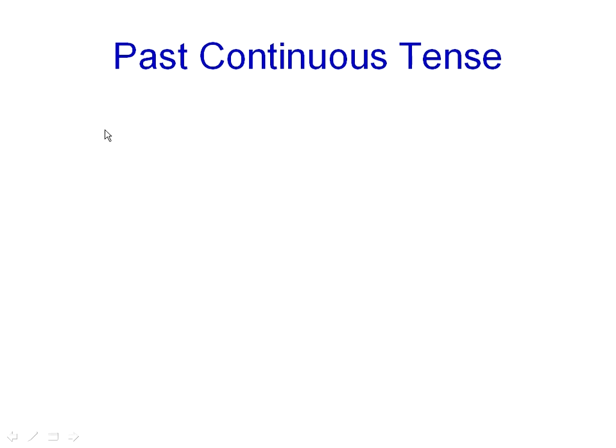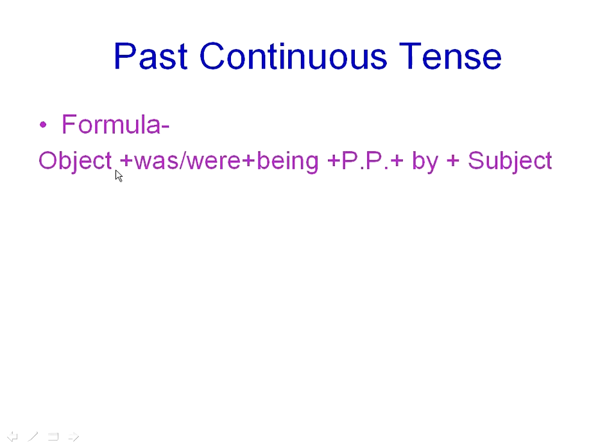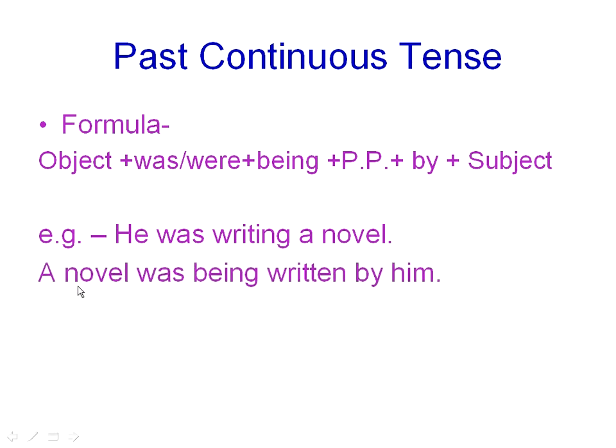Okay. Next one is past continuous tense. When the sentence is in past continuous tense, we have to use this formula: object plus was, were, plus being, then past participle of the verb, plus by, plus subject. For example, he was writing a novel. And the answer is, a novel was being written by him.